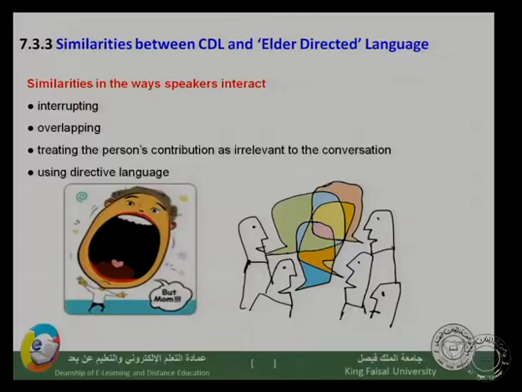Again, both of them would use directive language. They use instructions, they use the imperative: do this, do that, be careful, close the door, open the window. Those sentences express imperatives, directives, instructions. Those images show how children can interrupt the speech of the adults or of their parents. And the other image shows how speech in conversation can overlap with one another.